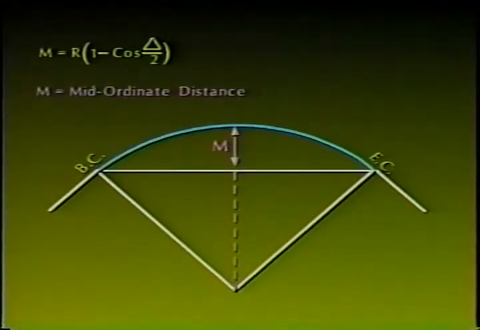The next curve element is shown on this graphic and is called the midordinate distance. This is the distance from the midpoint of the long chord to the midpoint of the arc. This measurement is determined by multiplying the quantity, 1 minus the cosine of half delta, by the radius distance. Now on with the business of computing and laying out individual points on a curve.